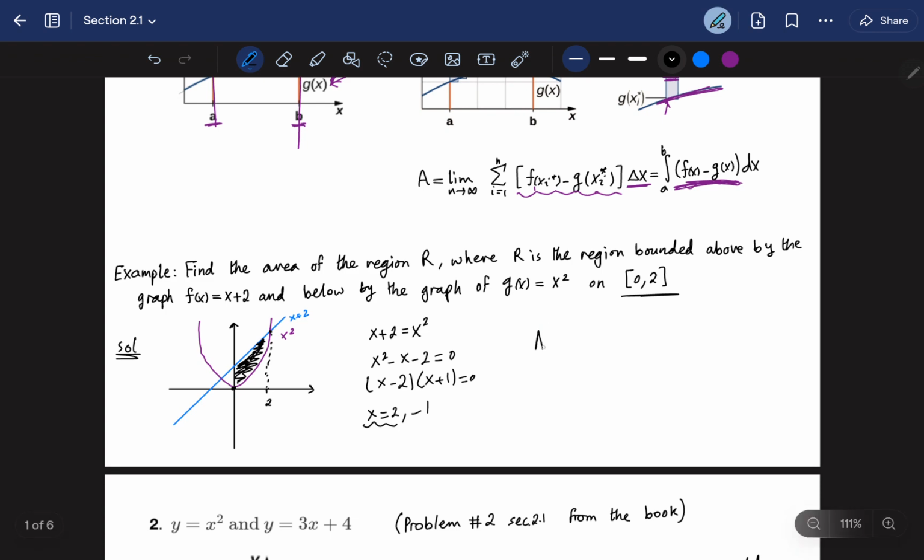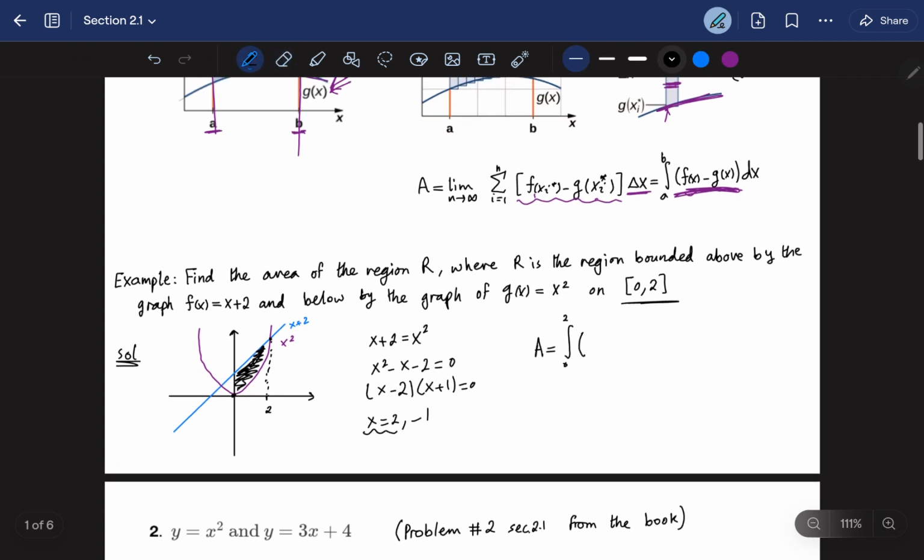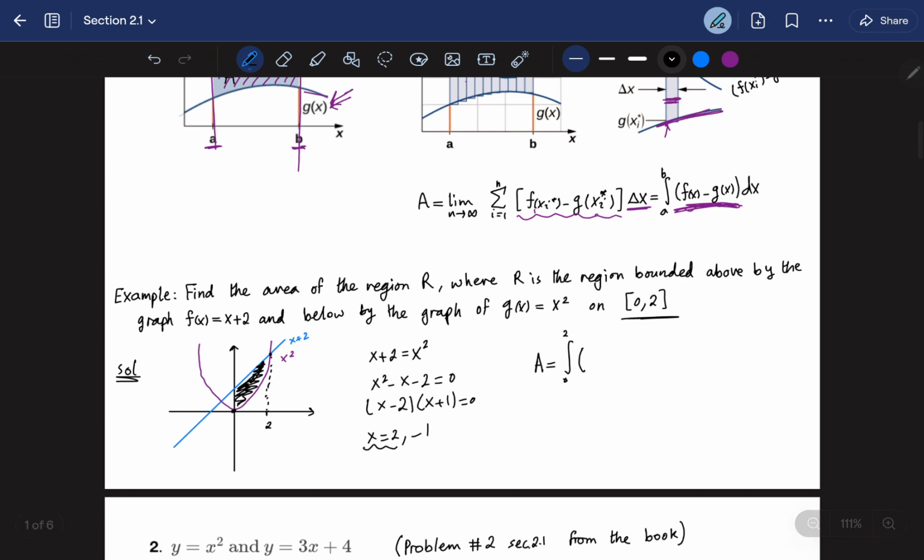So if I want to find the area of R, you integrate on the interval from 0 to 2, and then f minus g, upper minus lower. So my upper function here is the blue line. So that's x plus 2. Then minus, always, you subtract the lower function here, which is the purple graph, which is x squared.